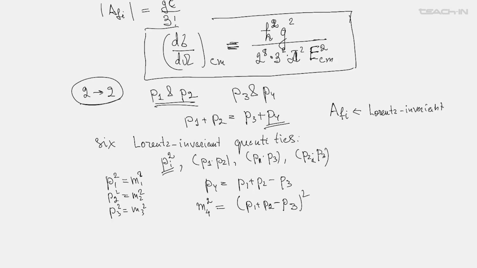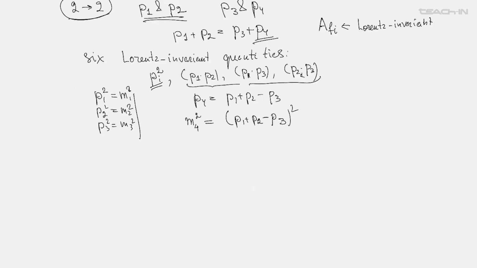When I take squares, again, p1 squared plus p2 squared plus p3 squared can be replaced via masses, and then I will get scalar products of these vectors, and this relation will impose one condition on the 3 Lorentz invariant scalar products. So at the end of the day, the 2-to-2 amplitude will be described by means of 2 Lorentz invariants. And in practice, it is convenient to introduce the following Lorentz invariant quantities, which people use to describe the amplitudes.